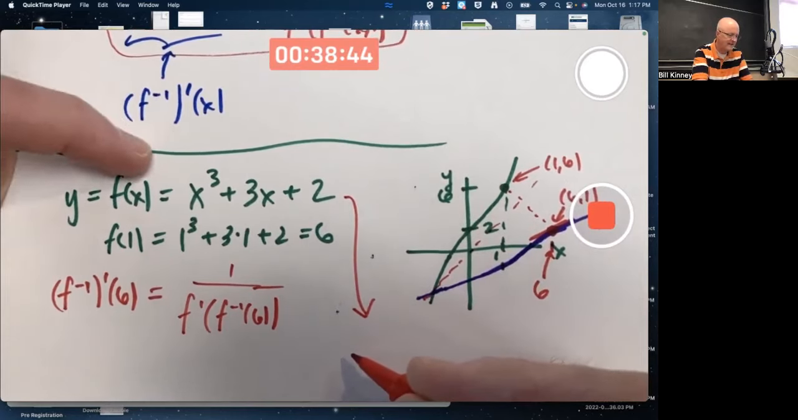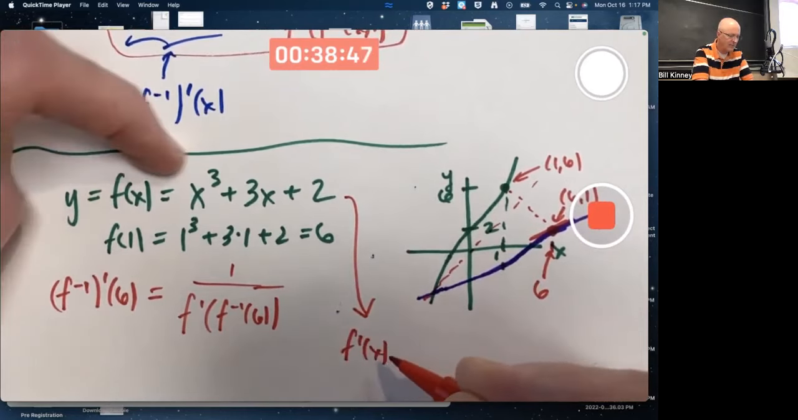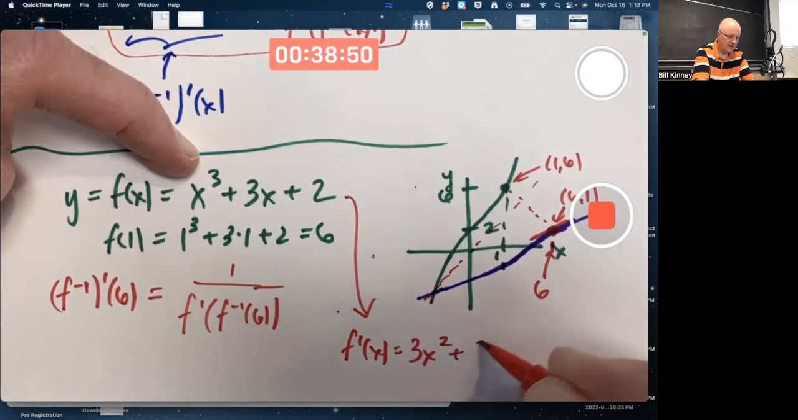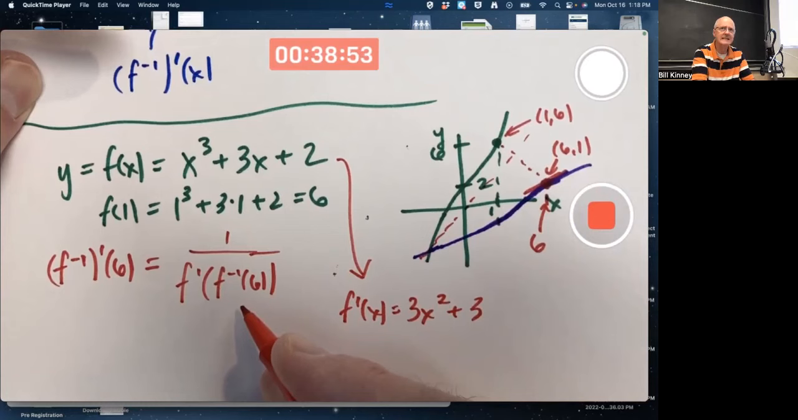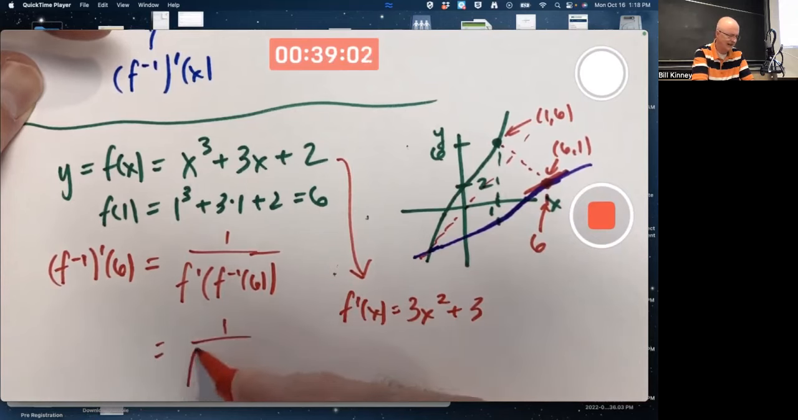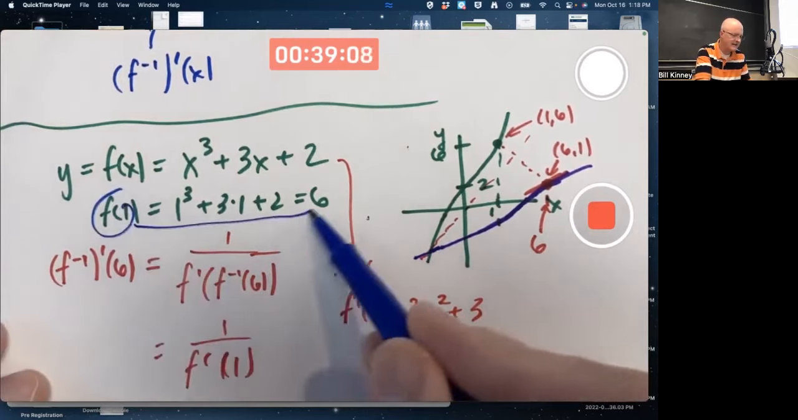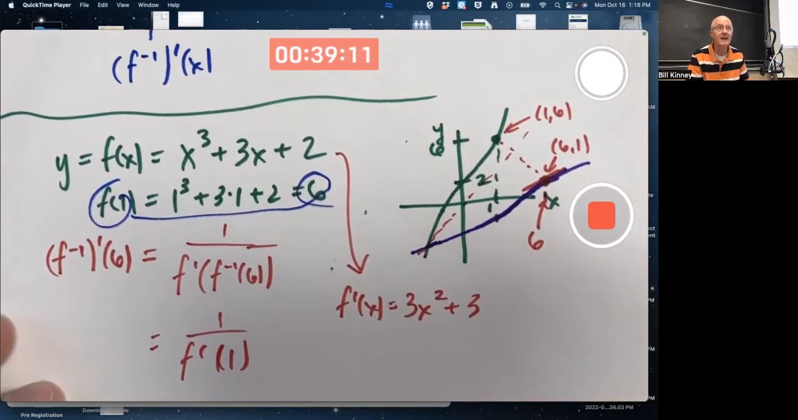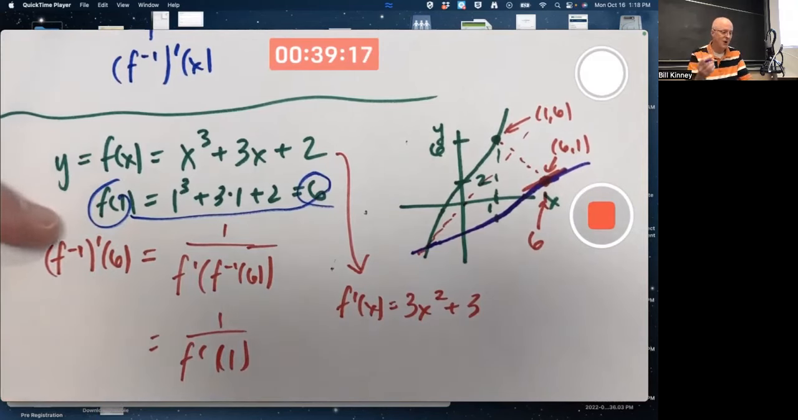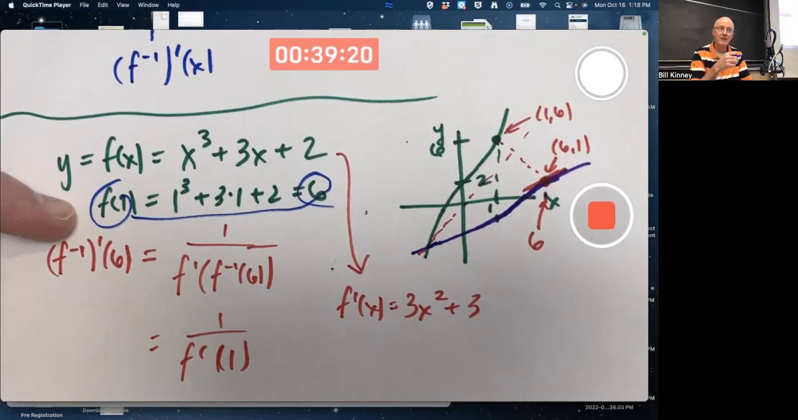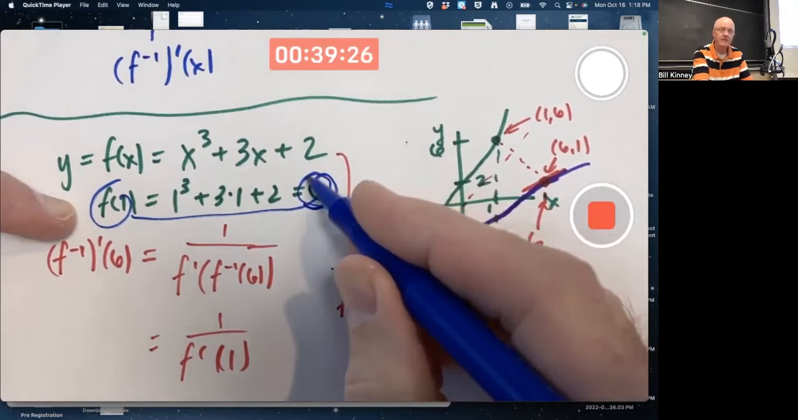That's not hard. F of x is a polynomial, a cubic. F prime of x is 3x squared plus 3. But what's f inverse of 6? That's actually easy. Do you see it? It's 1. Why? Because f of 1 is 6. So f inverse of 6 is 1. If the input to f is 1, the output is 6. Therefore, for the inverse function, if the input is 6, the output is 1. You don't need the formula for the inverse function.